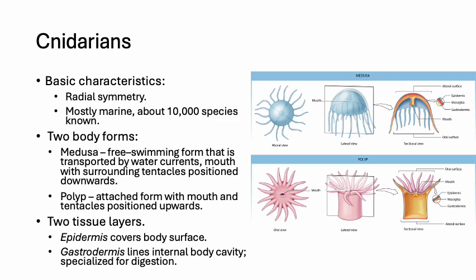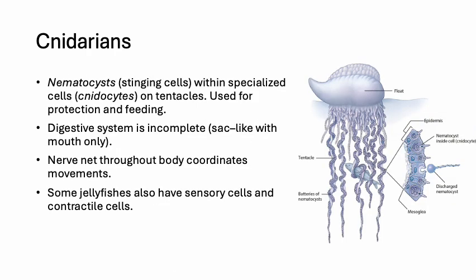Their bodies are built of two layers of tissues, with the epidermis on the outside and the gastrodermis on the inside, specialized for digestion. Even though they don't have organs or a brain, cnidarians are remarkably successful, dominating ecosystems from coral reefs to open waters. What really sets cnidarians apart is their nematocysts, which are the stinging cells located on the tentacles. Each nematocyst is like a tiny harpoon fired to capture prey or ward off predators. It's a brilliant evolutionary weapon that made them both feared and respected in their marine world.